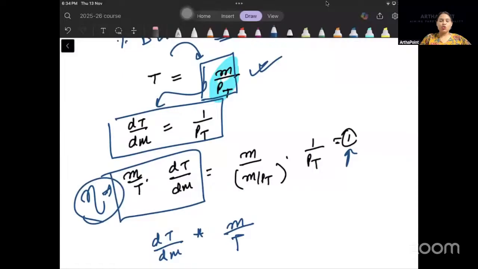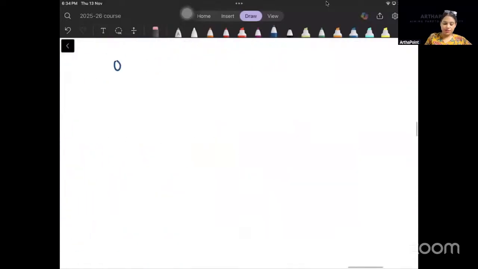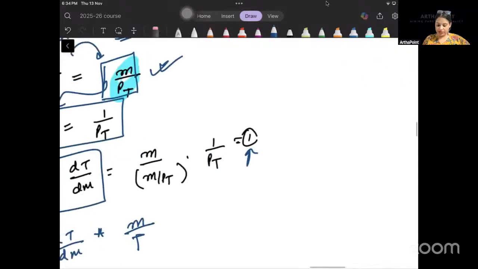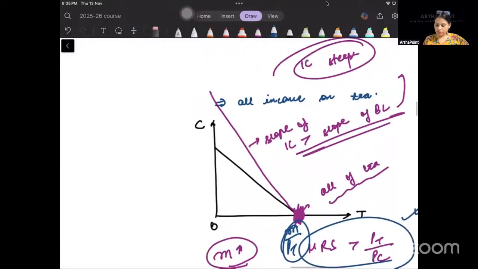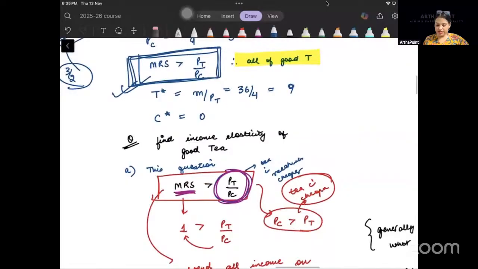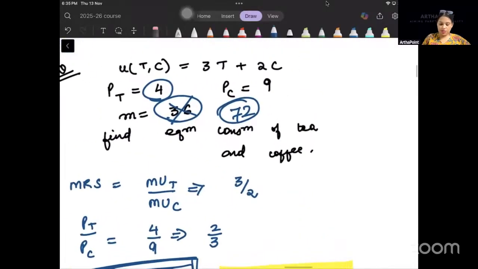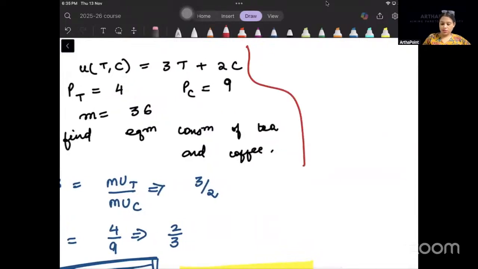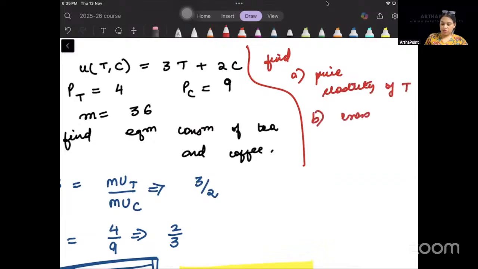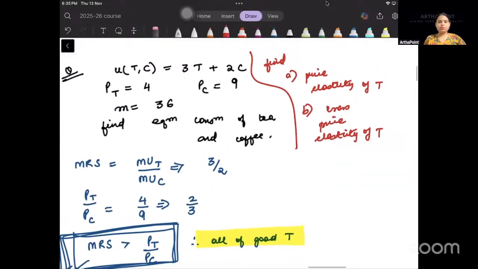Okay. So one last question from here. For the same question जो हम कर रहे थे, with this background that we had, for this question find A, price elasticity of T, and B, cross price elasticity of T. Give it a try.